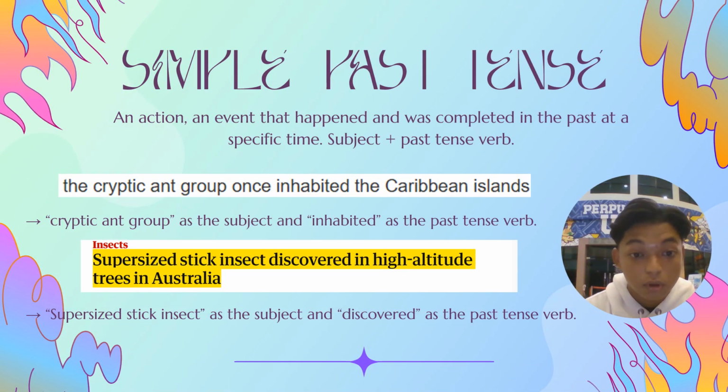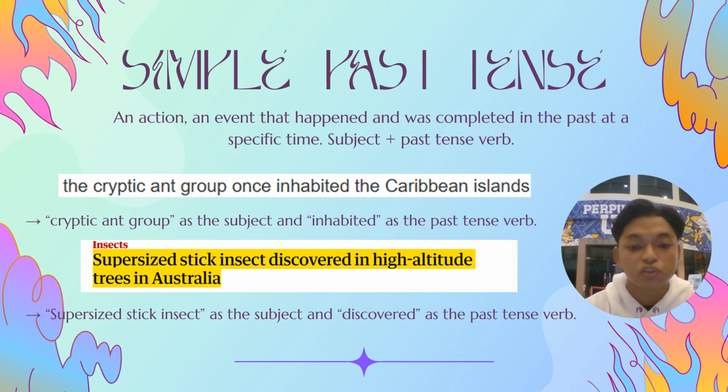So, first, we have the simple past tense. This is the most common tense for reporting complete actions in the past, often at a specific time. The structure is simply subject plus past tense verb. For example, from our research, the cryptic ant group inhabited the remote forest. Here, inhabited is the simple past verb, showing us this was their home in the past.